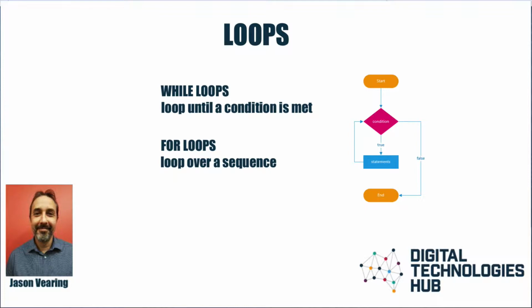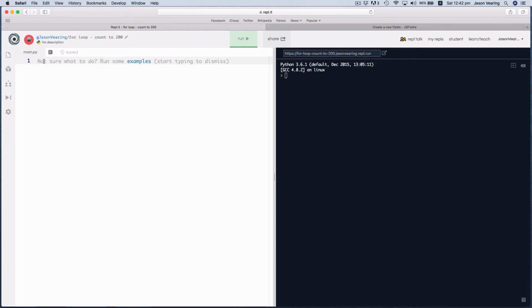situations. So I'm not going to use Scratch for these examples because Scratch is a little bit counterintuitive to how text-based programs work. So I'm just going to do these in Python and JavaScript. So the first one we're going to look at is the while loop.